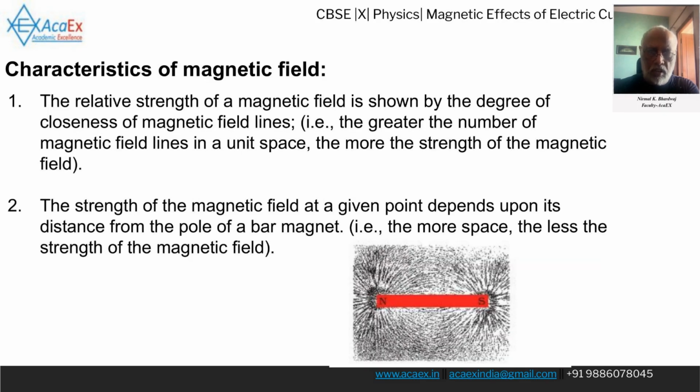Characteristics of magnetic field. The relative strength of a magnetic field is shown by the degree of closeness of magnetic field lines, i.e., the greater the number of magnetic field lines in a unit space, the more the strength of the magnetic field. The strength of the magnetic field at a given point depends upon its distance from the pole of a bar magnet, i.e., the more the distance, the less the strength of the magnetic field.